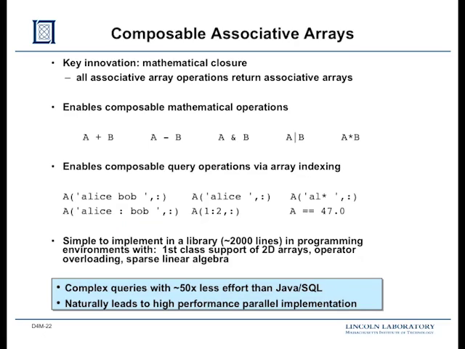This is composable, as I've said before. Almost all of our operations that perform on an associative array return another associative array, and so we can do things like add them, subtract them, AND them, OR them, multiply them, and we can do very complicated queries very easily. And these can work on associative arrays, and if we're bound to tables, they can also do that.